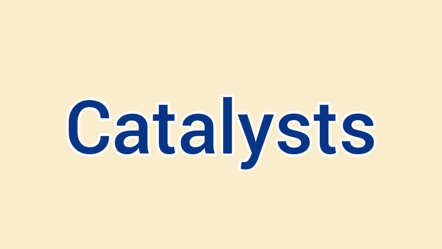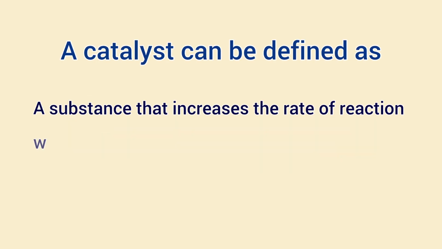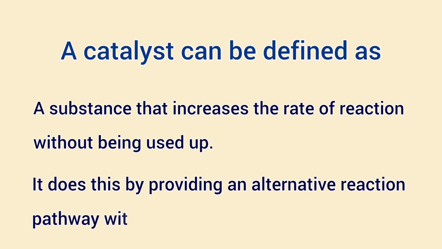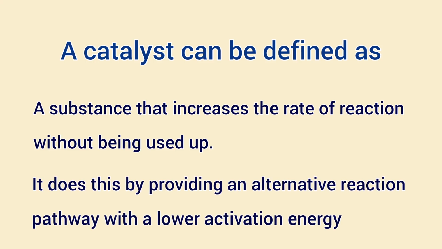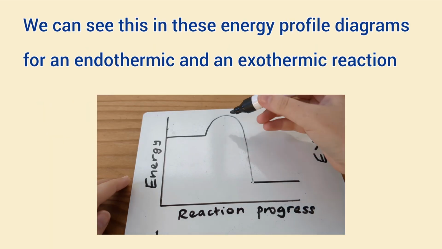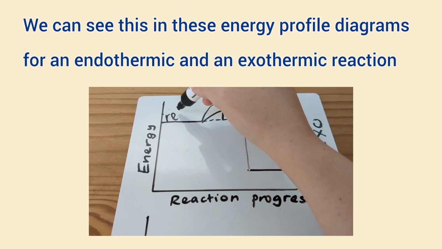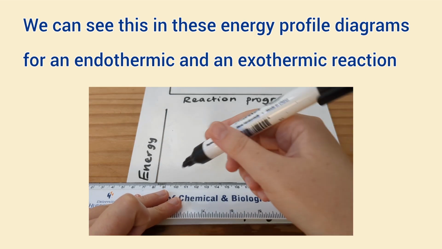Moving on to catalysts then, a catalyst can be defined as a substance that increases the rate of reaction without being used up. It does this by providing an alternative reaction pathway with a lower activation energy. We can see this lowered activation energy visually in these energy profile diagrams for an endothermic and an exothermic reaction.